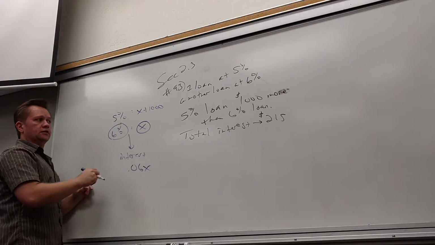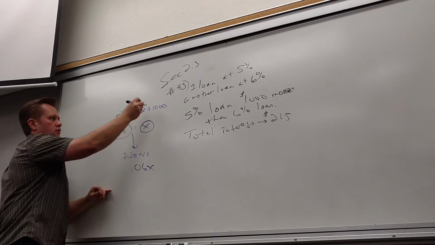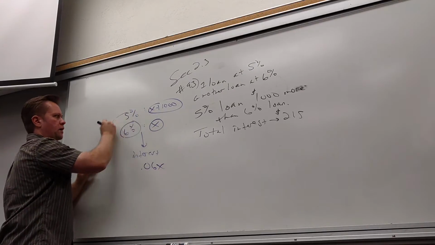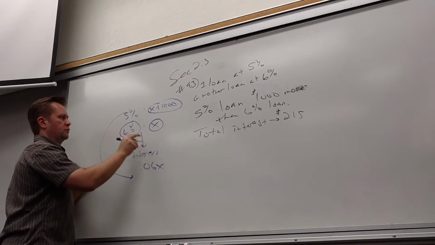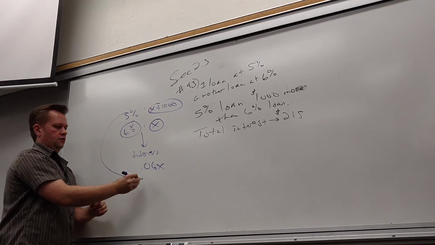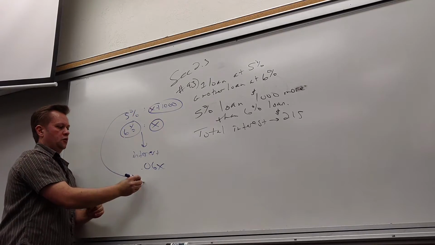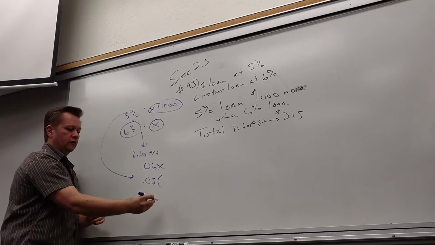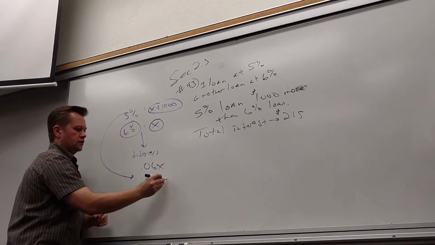How much money did I take out at 5%? X plus 1,000. So how much interest did I pay on the 5% account? 0.05, 5% of X plus 1,000.